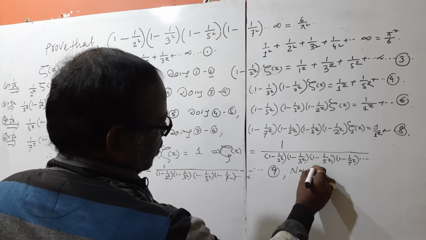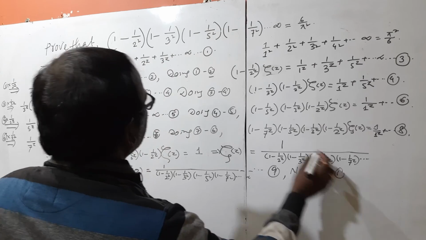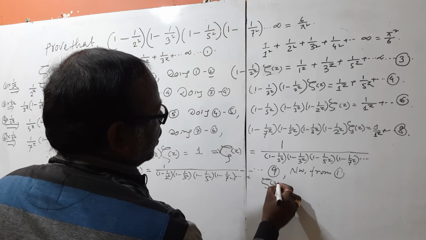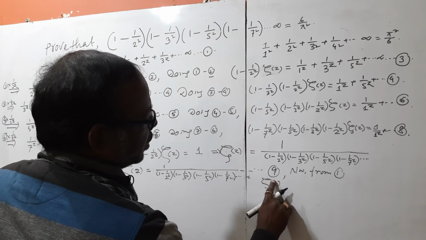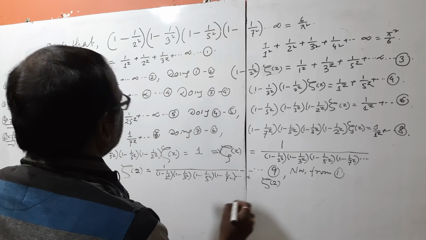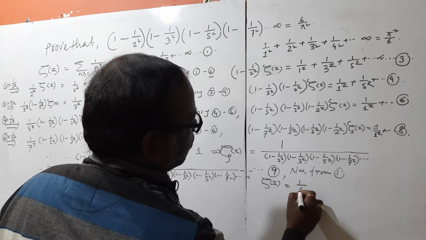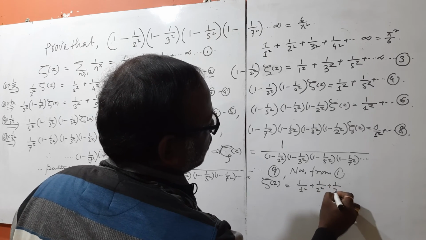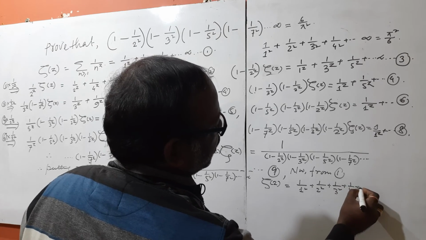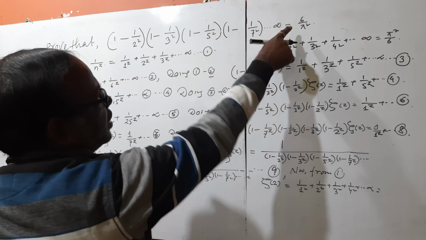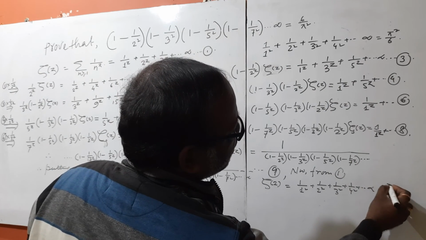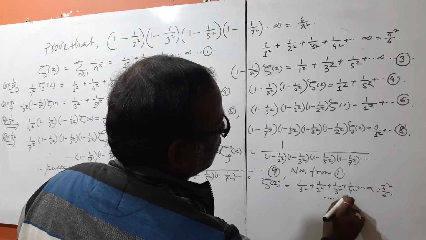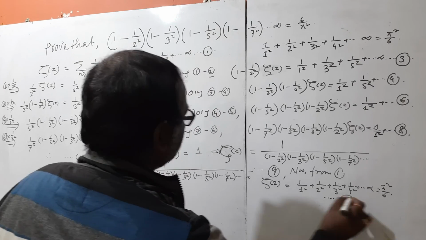Now put here the Riemann zeta function when z is 2. This is 1 over 1 squared, 1 over 2 squared, and 3 squared, and this is 4 squared dot to infinity. You know the value is here pi square by 6. This is pi square by 6, and this is equation number 10.